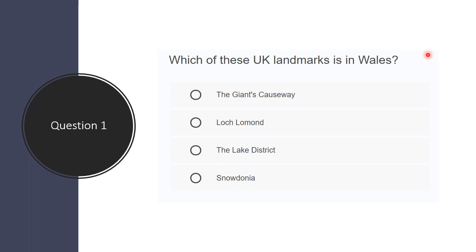Okay, which of these landmarks is in Wales? So there is a list of 4 options here. Giant's Causeway, which is in Northern Ireland. The next one is Loch Lomond, the Lake District, and Snowdonia. So the right answer is, let me circle that, Snowdonia. But at the same time, these 3, they are also in 3 different countries. So if you know them, because sometimes the question can come about them.